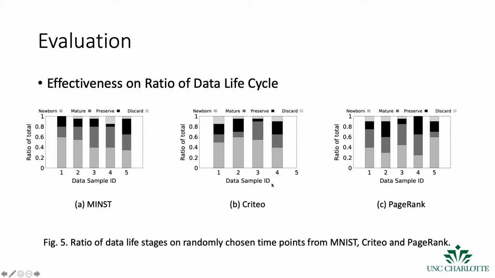This figure depicts the data ratio of different life stages at 5 randomly chosen time points from the 3 applications. We use a stacked histogram to denote the ratio of data life stages. The 4 patterned columns represent the 4 data life stages we mentioned before. At each time point, it's obvious that the ratios of data life stages vary a lot, because the solution to find the better data combination ratios changes over time.